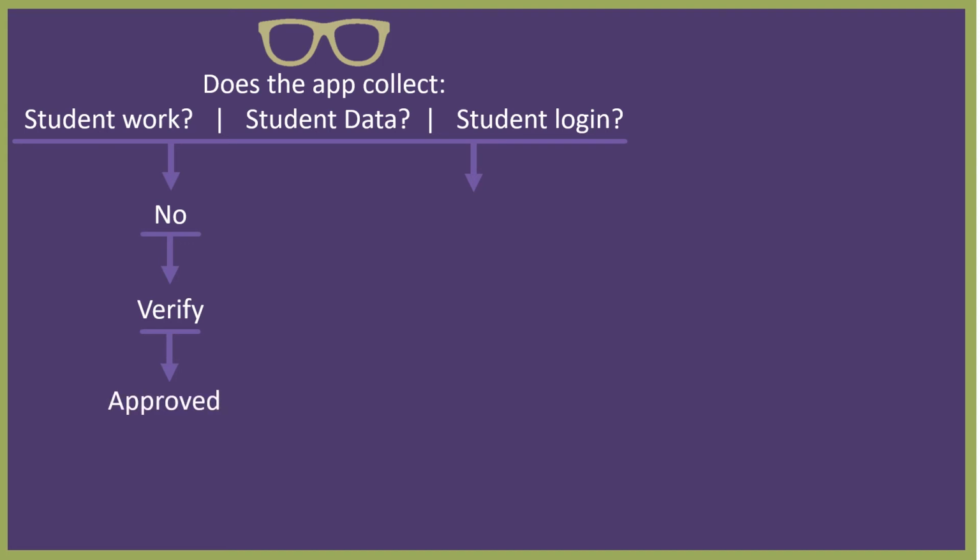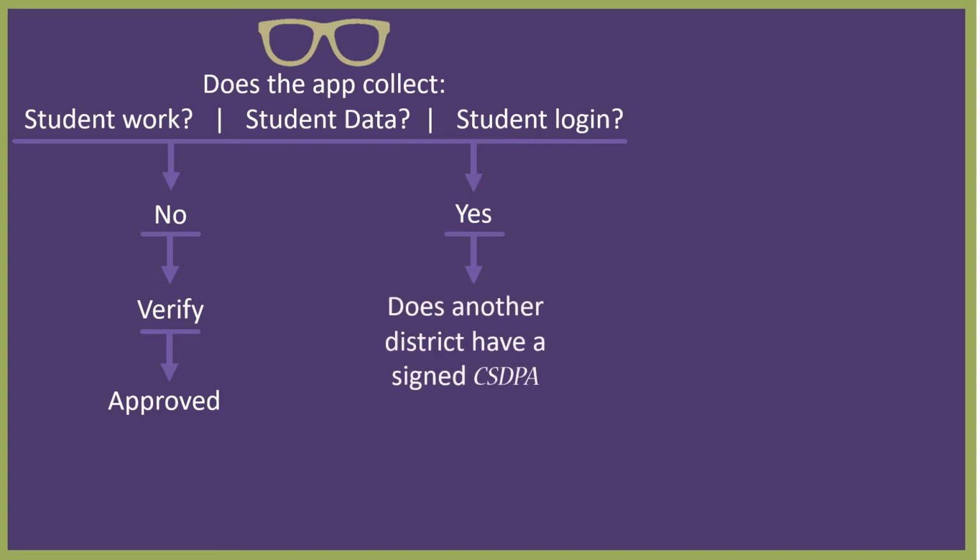The second path is where a CSDPA is required because it does collect student information, or a student does have to log into it, or it does collect student work. Basically, it collects student data. This path takes some time. The IT department checks to see if another district has shared a signed CSDPA because they signed that Exhibit E. Again, if they sign Exhibit E from another school district, Colton can just use that CSDPA and we're covered.